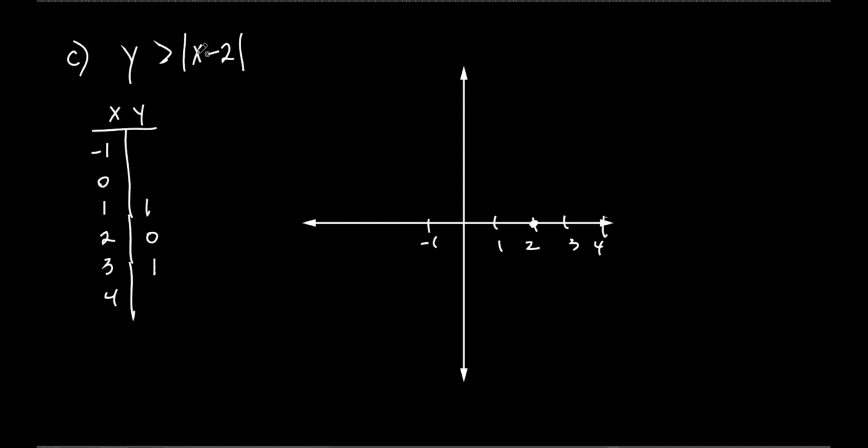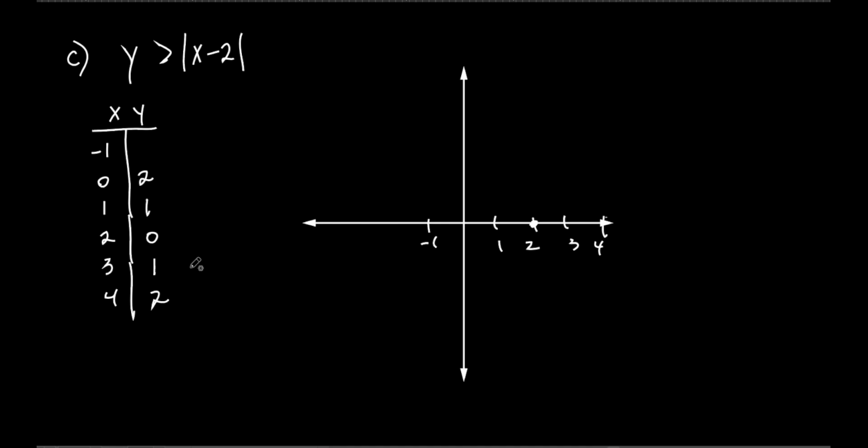Put in a 0 for x. 0 minus 2 is -2. Absolute value of -2 is 2. All right, that's good enough. Let's put a 4 in there. 4 minus 2 is 2. Absolute value is 2. Okay? I don't even need that -1 because I kind of get an idea of what this is going to look like. All right? So let's do some different color.